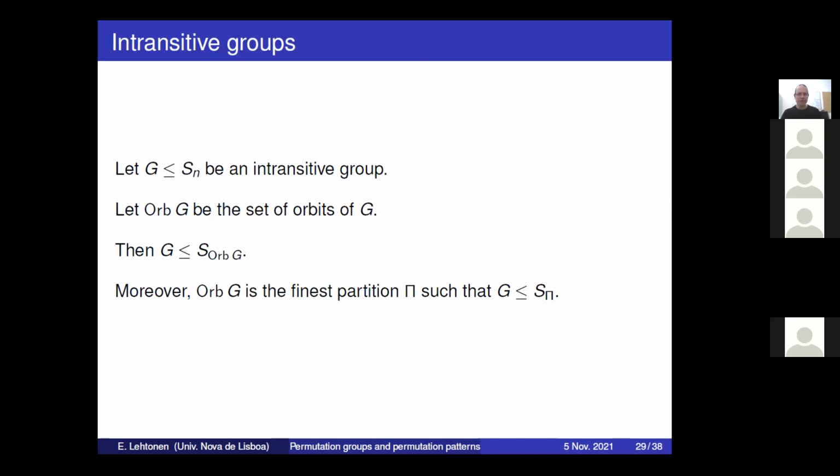For the intransitive groups, let's observe that if you take an arbitrary intransitive group G, let's denote by orb G the set of all orbits of G. G is clearly a subgroup of the group S subscript orb G. So the set of orbits is a partition of the n element set. And this is the finest partition pi for which G is a subgroup of a group of the form S pi.